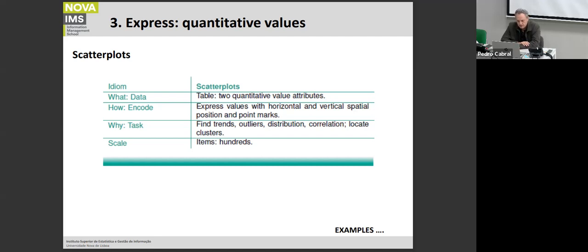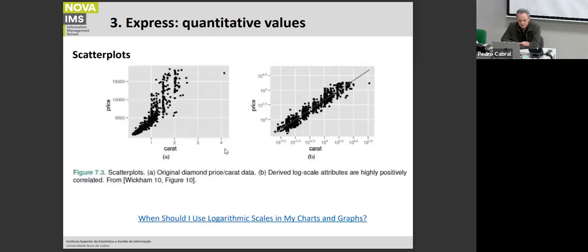So scatter plots are very useful for finding trends, outliers, understanding the distribution, correlation, or even locating clusters, okay? We can represent hundreds of items in a scatter plot, okay? So please pay attention to this kind of description. Try to use them in your report, okay?